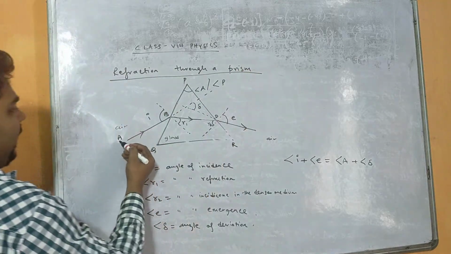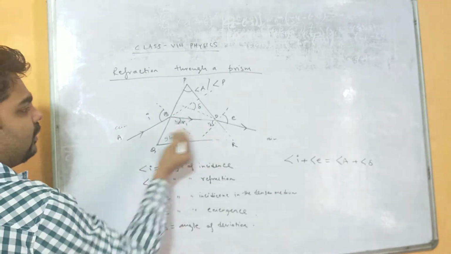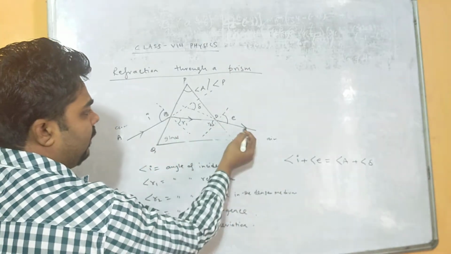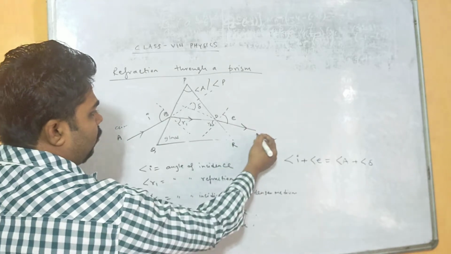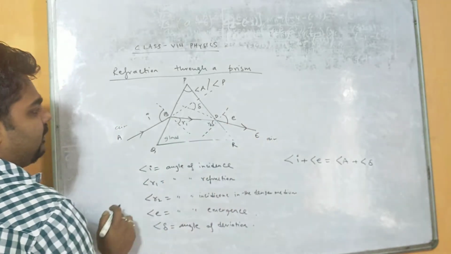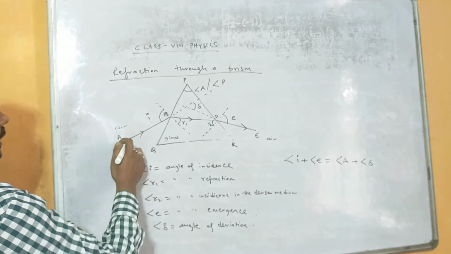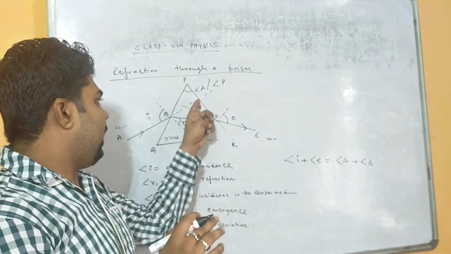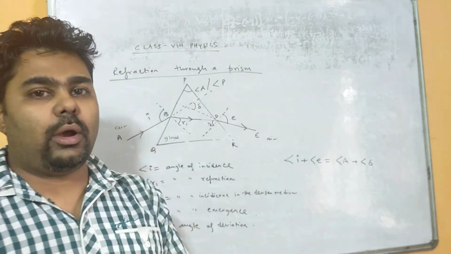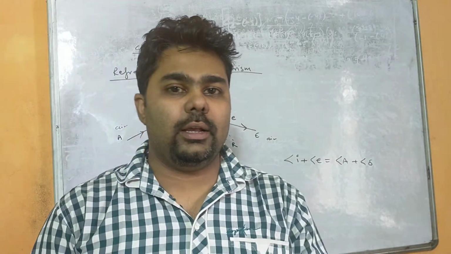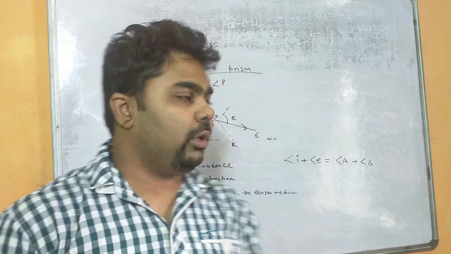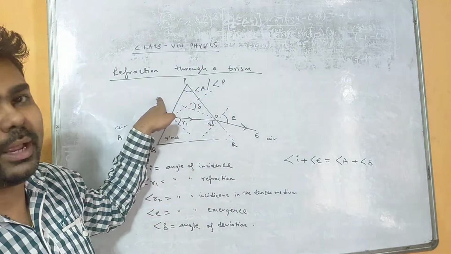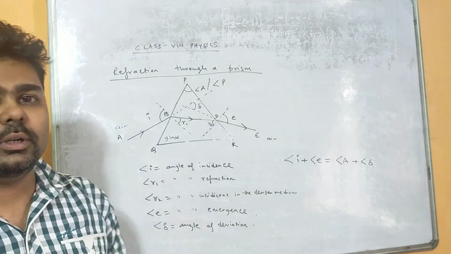When light falls, it will bend towards the normal. Now the same light, when it emerges into the air, will come out as the emergent ray. So DE is the emergent ray, BD is the refracted ray, and AB is the incident ray. Del is the angle of deviation. So how will you define the angle of deviation? The angle subtended between the produced incident ray and the emergent ray produced backward is called the angle of deviation.